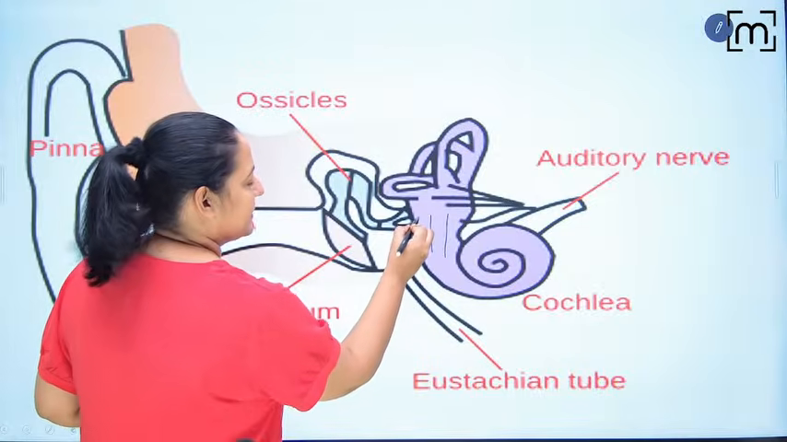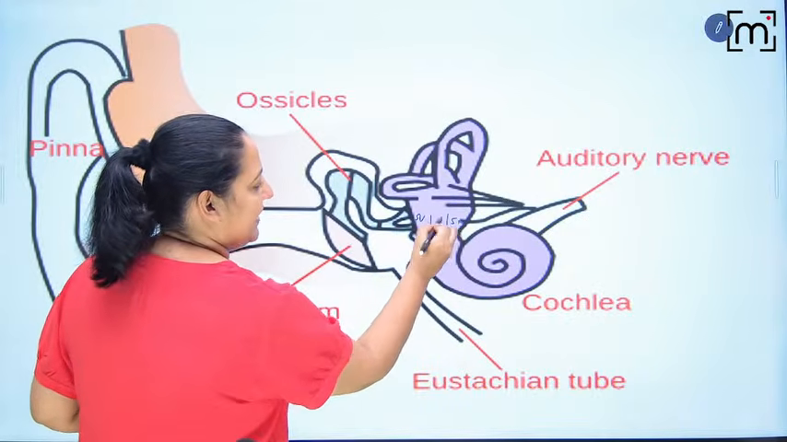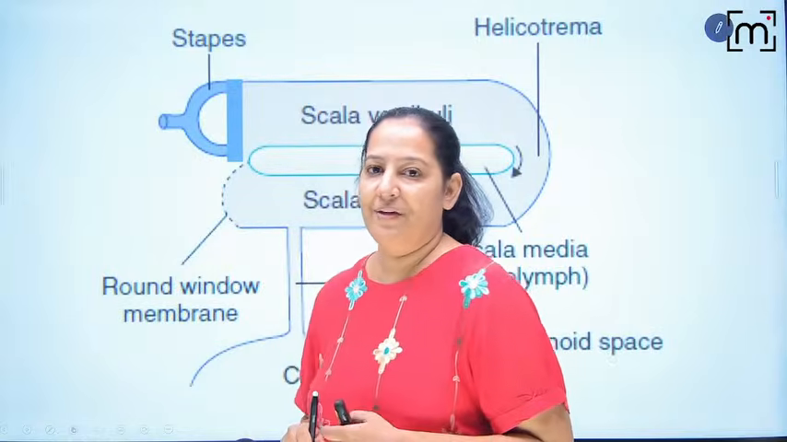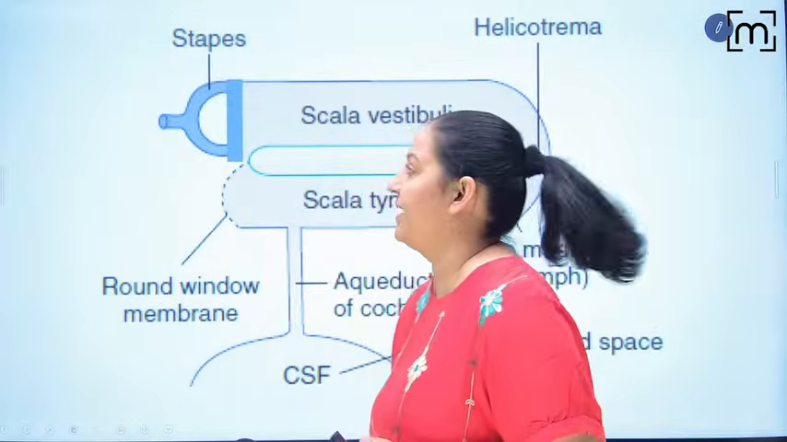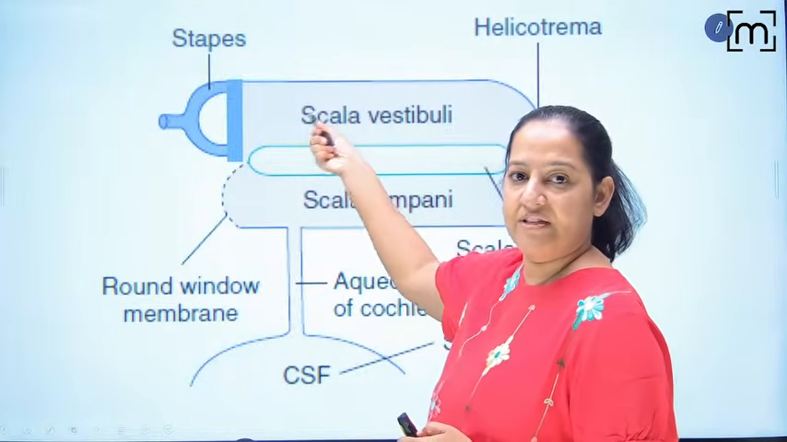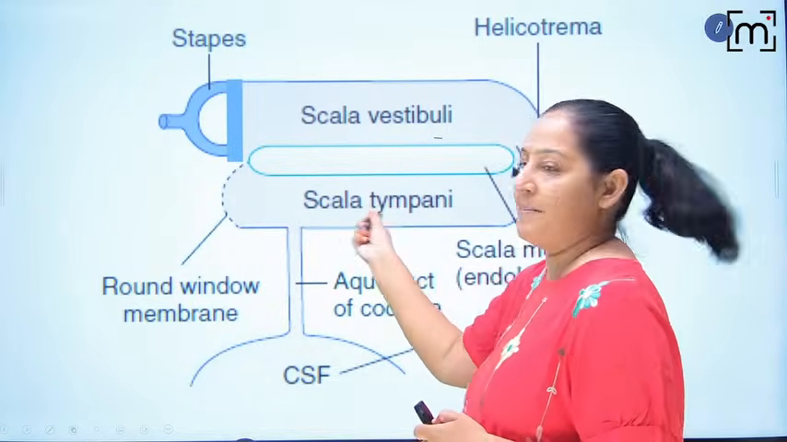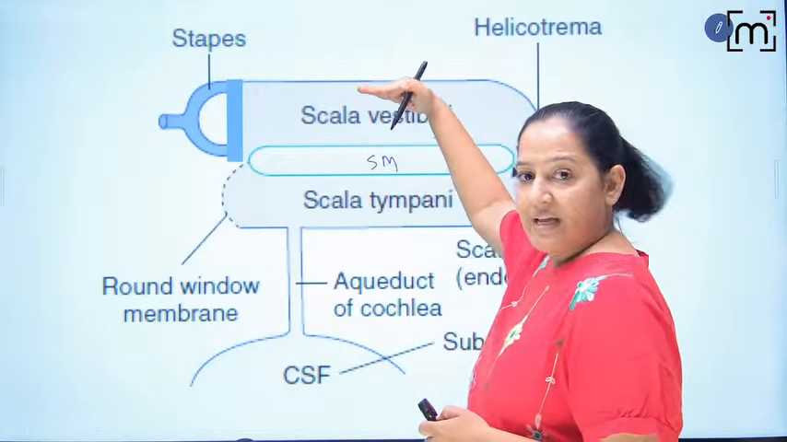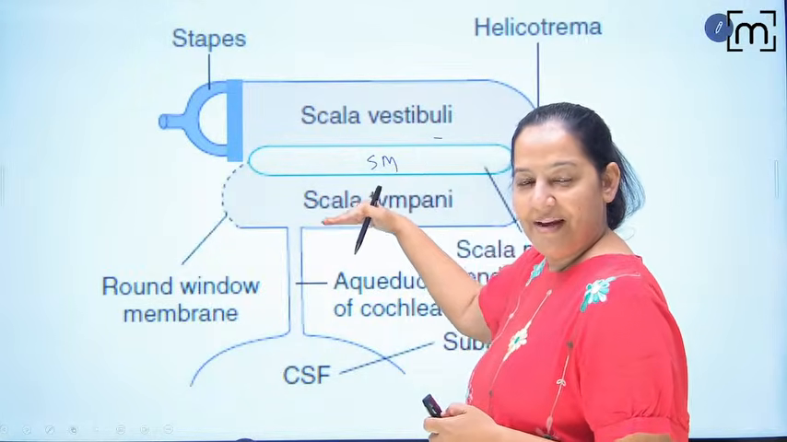This is scala vestibuli, scala tympani, and in the center scala media. These are the three portions. This is the foot process of stapes. It is connected with scala vestibuli. This is scala tympani, and between the two, this one is scala media. So scala vestibuli, scala tympani, scala media.